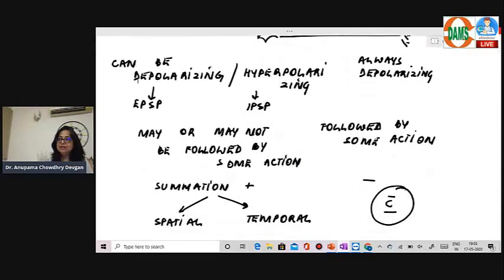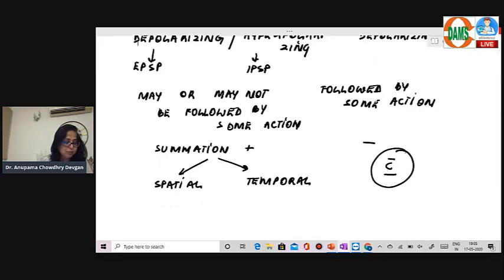Local potentials can be depolarizing or hyperpolarizing, and action potentials are always depolarizing. Action potentials are followed by some action, and local potentials may or may not be followed by some action. Then, summation: spatial and temporal. Now, what do you mean by spatial?